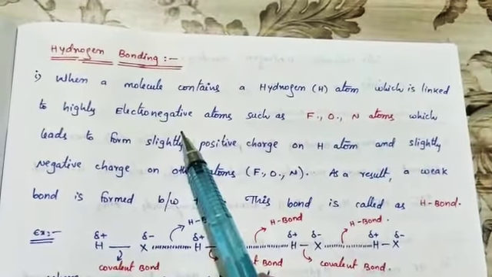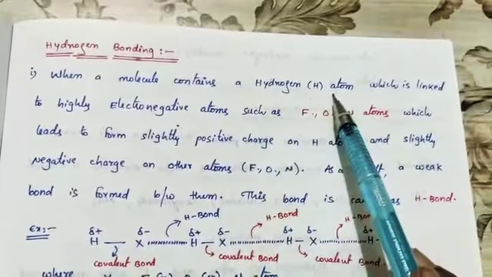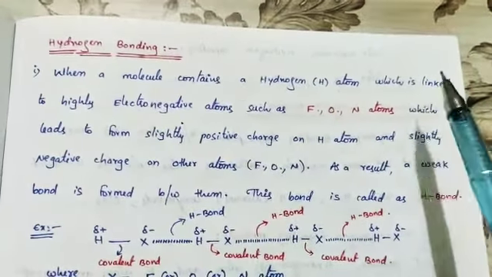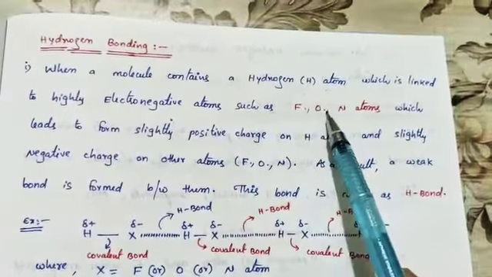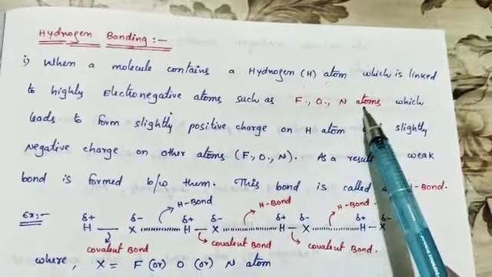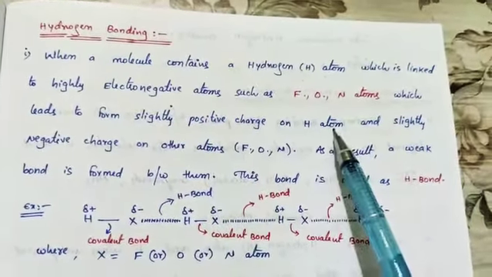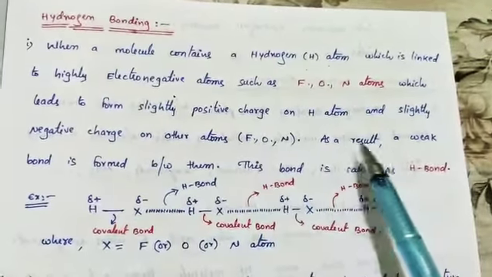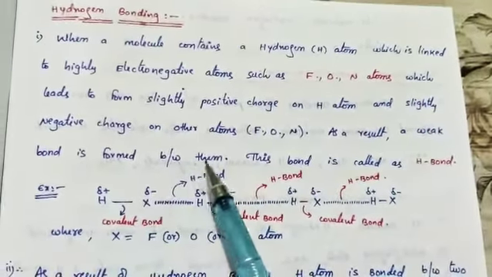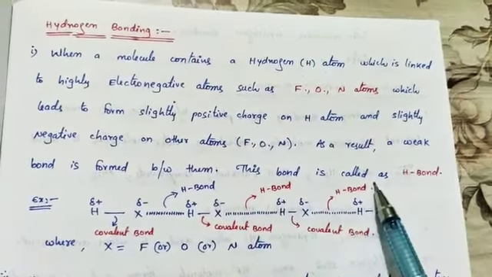That topic is hydrogen bonding. Generally, in molecules which contain a hydrogen atom attached to highly electronegative atoms such as fluorine, oxygen and nitrogen, a slightly positive charge forms on the hydrogen atom and a negative charge on the other atom, so that a weak bond is formed between them. This bond is generally called a hydrogen bond.